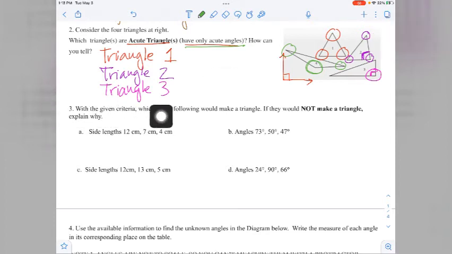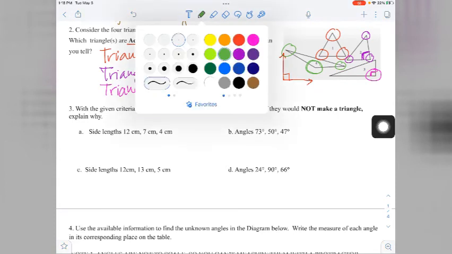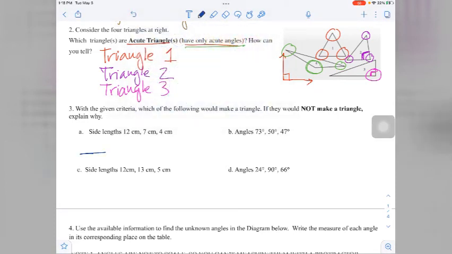For problem 3, it says, with the given criteria, which of the following would make a triangle? If they would not make a triangle, explain why. So this one here, for the 3 side lengths, each 2 side lengths have to be longer than the other. So we know that for any triangle, each side, like this side, side A, has to be shorter than B and C together. And side B has to be shorter than A and C together, and side C has to be shorter than A and B.